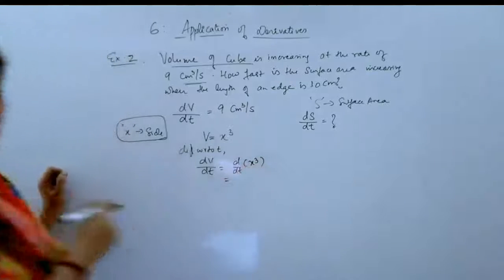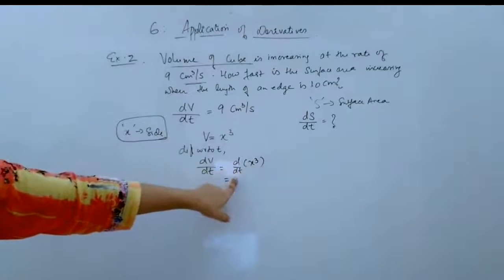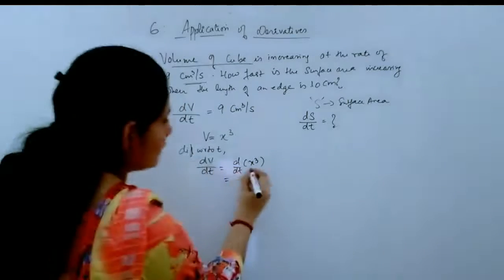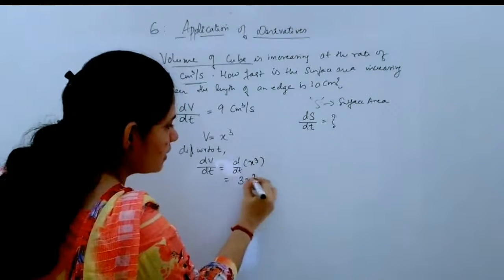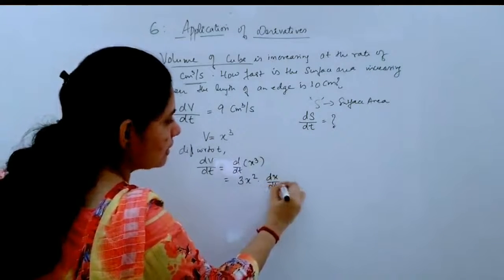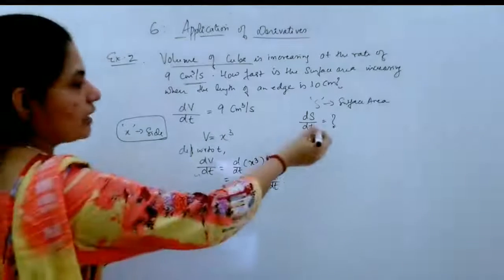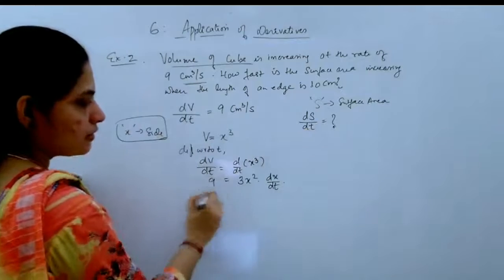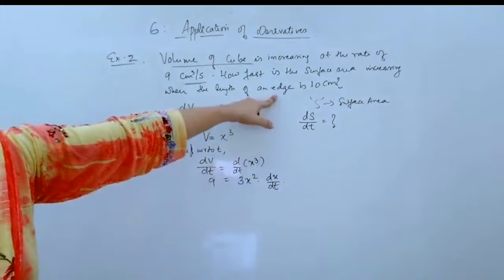Now the chain rule has to be applied here, because this is x and you have to differentiate with respect to t. So first you differentiate x cube, that is 3x square, then you differentiate x with respect to t, which is dx by dt. Okay, so this is your chain rule. From here you have dV by dt as 9, and you have been given the length of the edge as 10 centimeter.